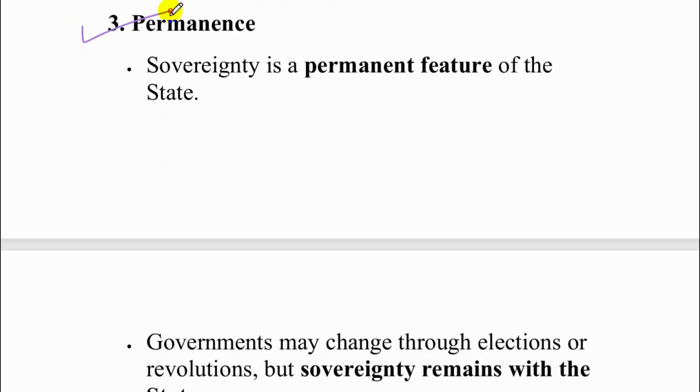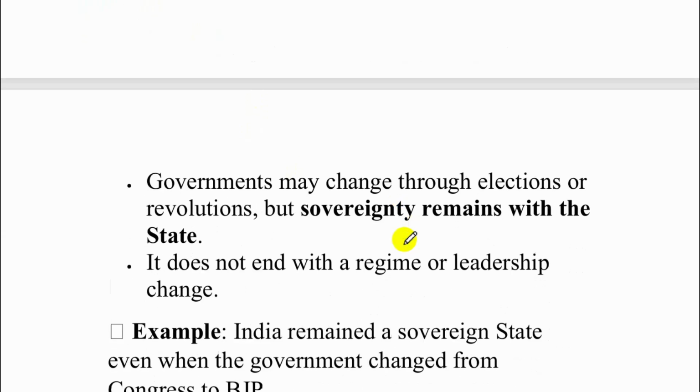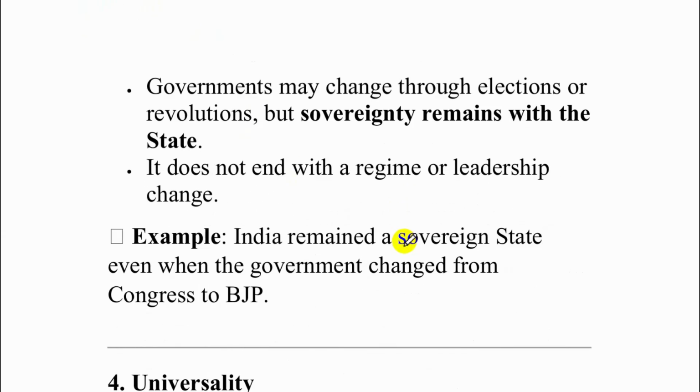Third feature of a sovereign state is permanence. Sovereignty is a permanent feature of the state. Governments may change through elections or revolutions, but sovereignty remains with the state. It does not end with a regime or leadership change. India remained a sovereign state even when the government changed from Congress to BJP.